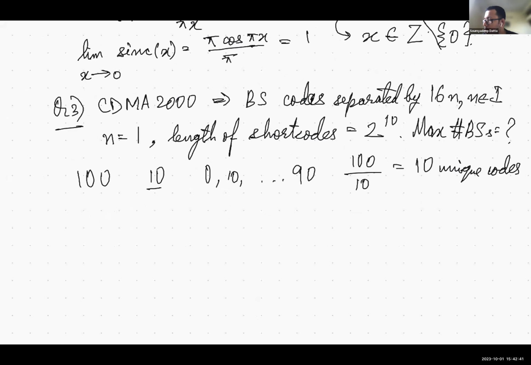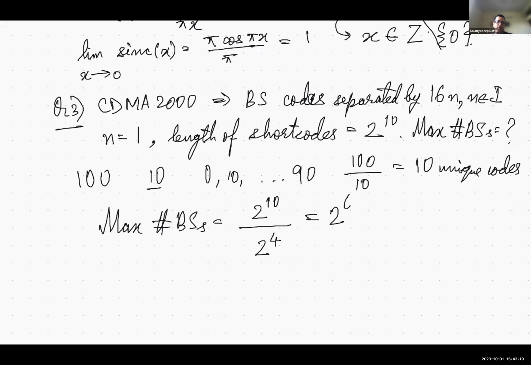Similarly, in this problem also, the maximum number of base stations is the total length of codes that you have. So you have 2 to the power 10 codes to assign, and you have to keep a gap of 16, that is 2 to the power 4, between two base stations. You cannot overlap codes because you want to avoid interference. So that leaves you with 2 to the power 10 minus 4, which is 2 to the power 6. 64 base stations can be supported in this CDMA system.